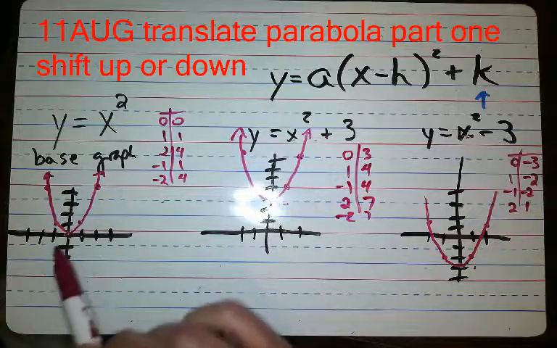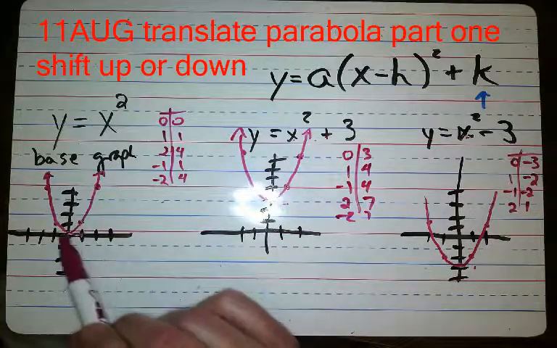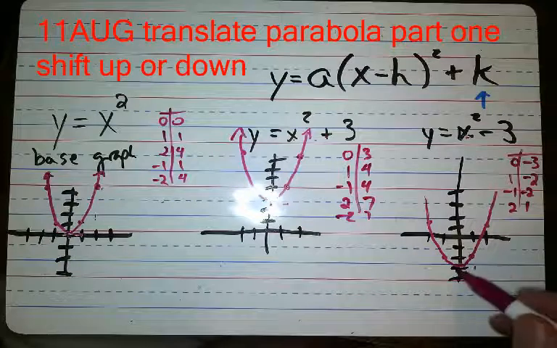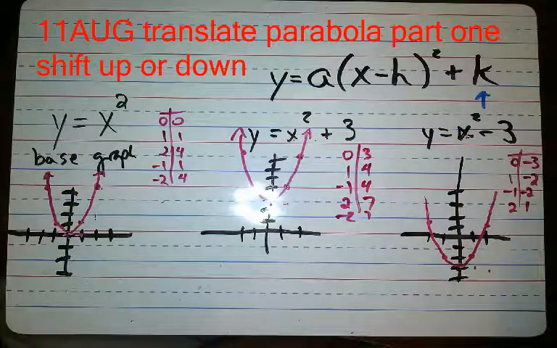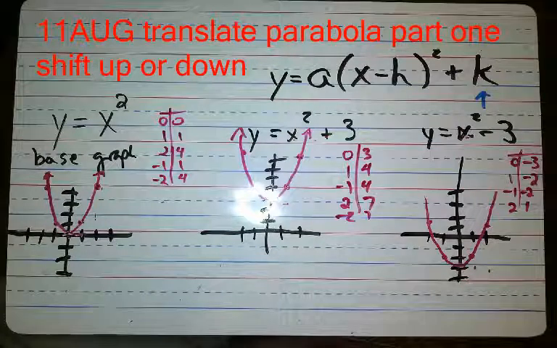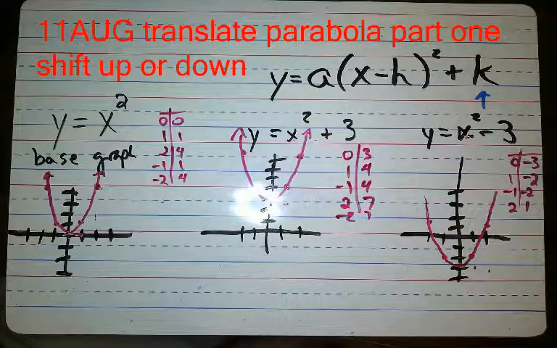Once again, remember, here I went over 1, up 1, over 2, up 4. Look, the same thing happens. Over 1, up 1, over 2, up 4. Exactly the same. That is shifting up and down. That's the end of part 1.